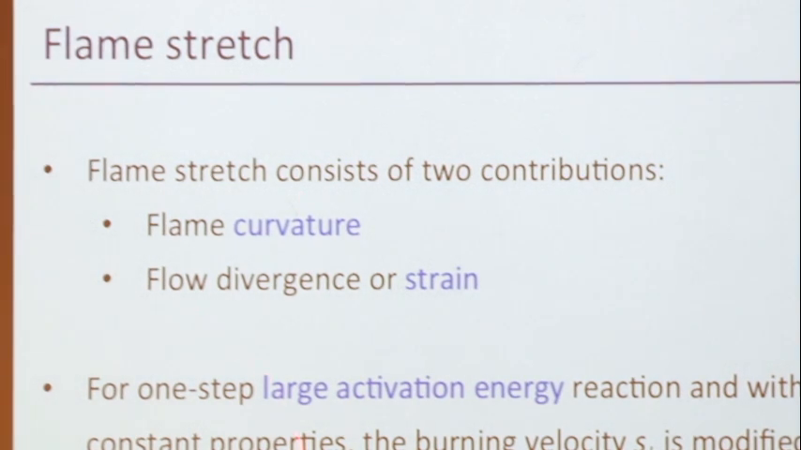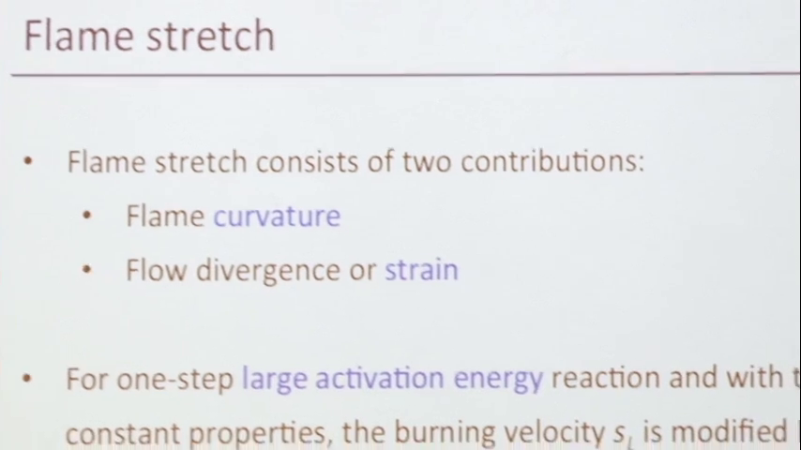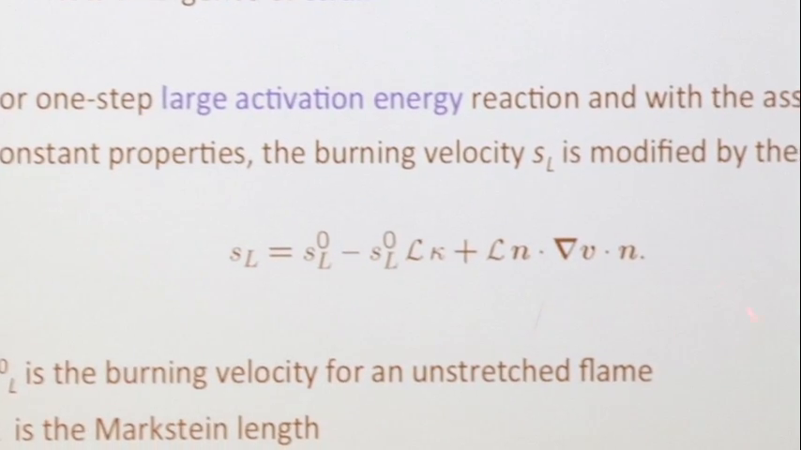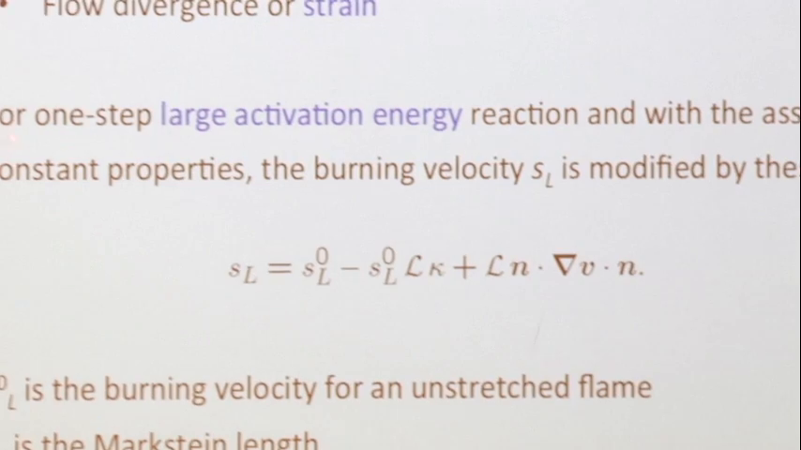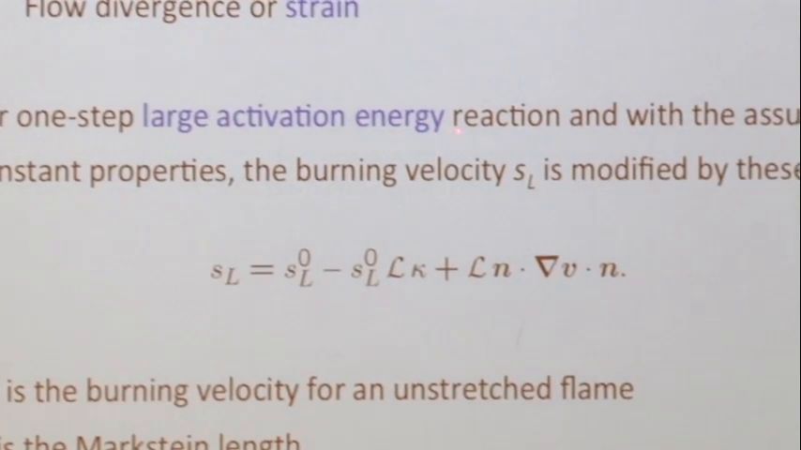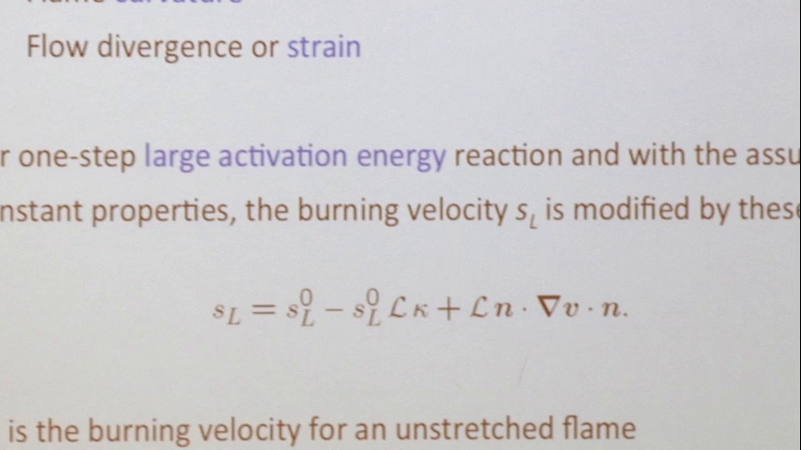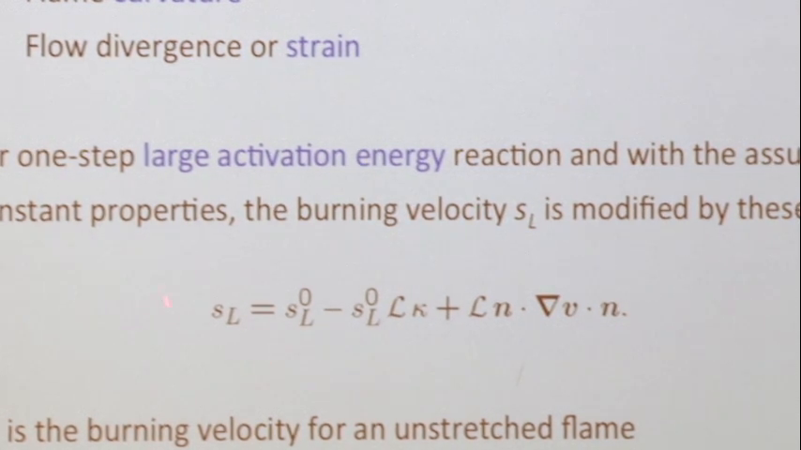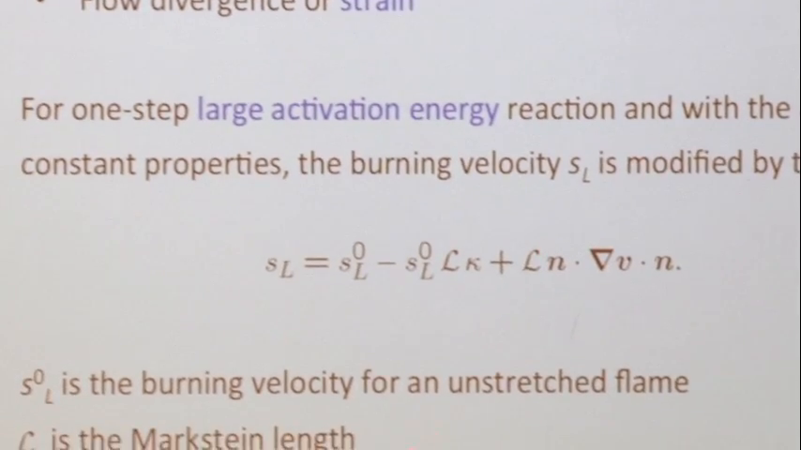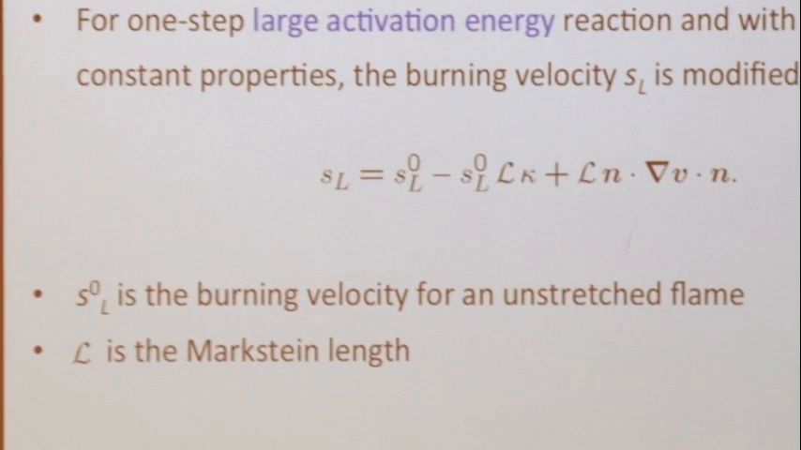Now, there are analytic forms for the burning velocity that consider these effects, derived here for one-step large activation energy reaction. You get something like this. S_L is equal to S_L^0. This would be the unstretched burning velocity. And then minus a term that involves the curvature, and then plus a term that involves the strain here. And you see there is this L parameter here, and that is the so-called Markstein length.